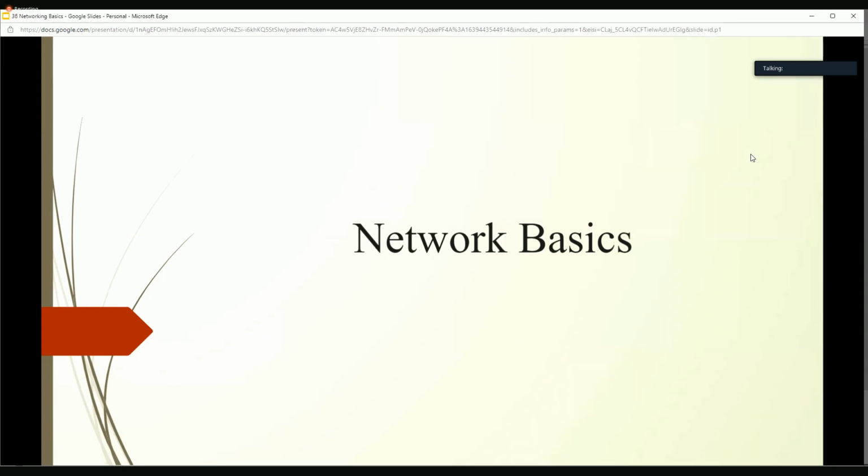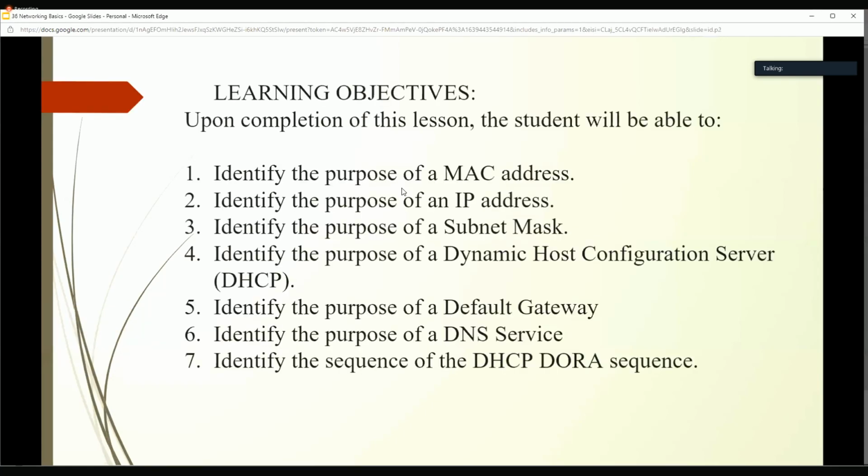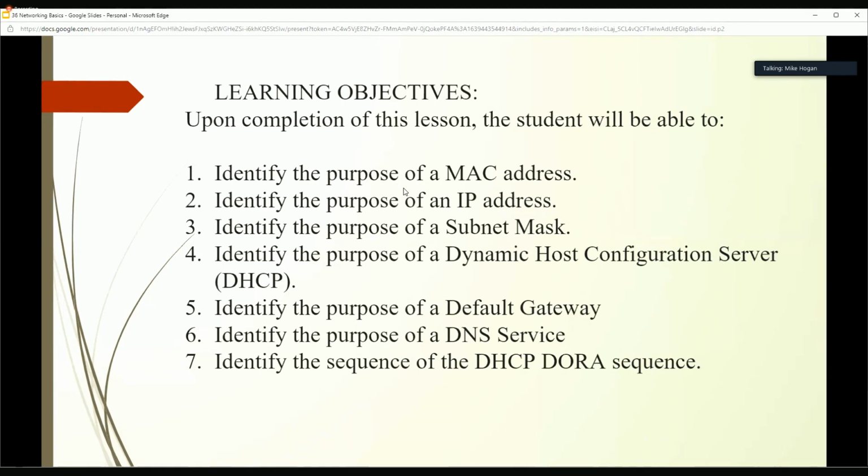Yes. Perfect. All right. So what we're going to do, we're going to start off talking about networking. We're going to look at a little bit of networking troubleshooting. So it's all going to be about networking tonight as we move toward finishing up the class on Wednesday.